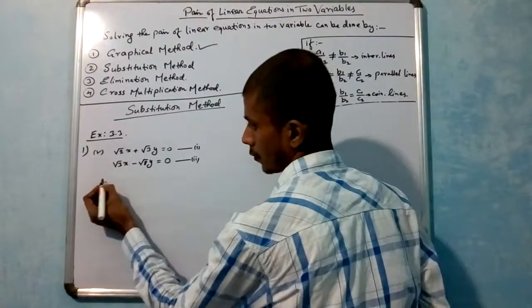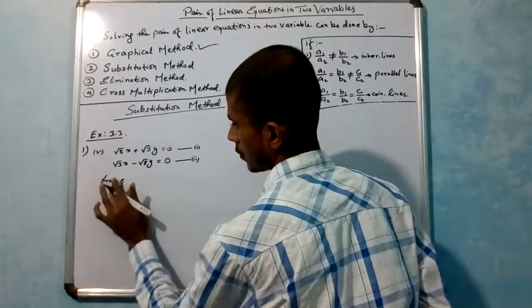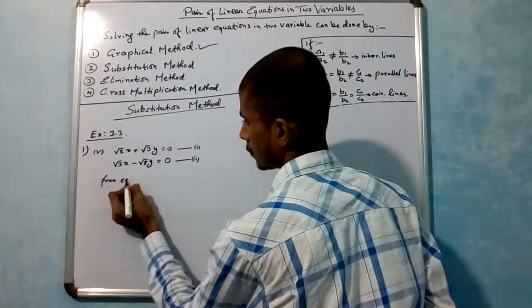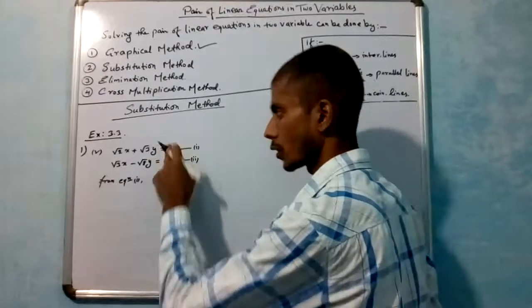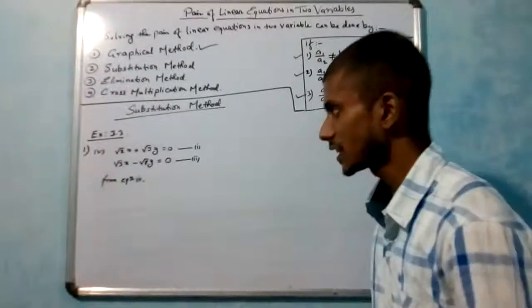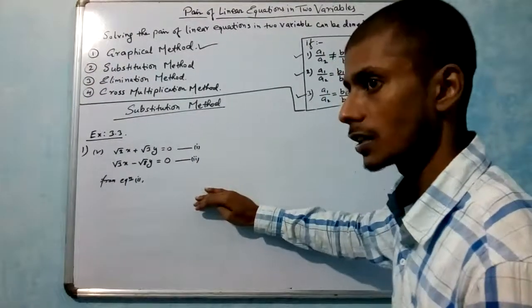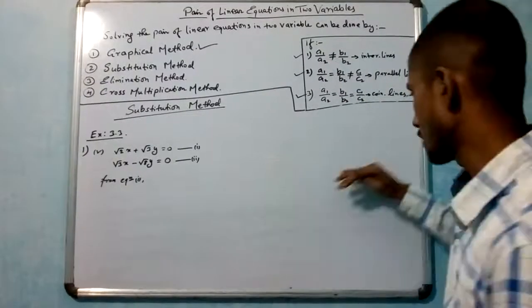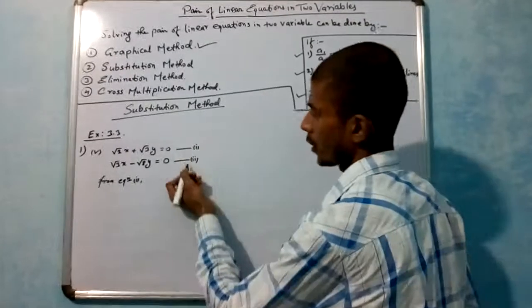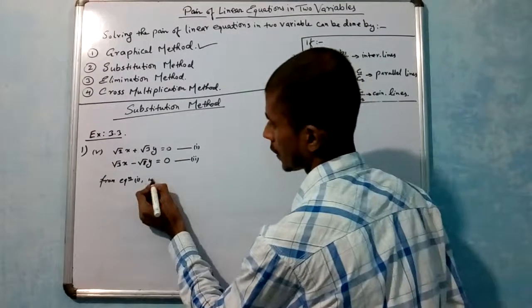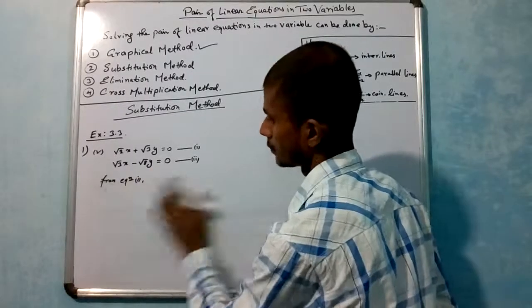Now help me. What can we do from equation 1? We can start from 2, we can start from 1 also, it does not matter. But whatever you do, you follow a pattern, so that there is little chance of making a mistake. That's why we start from 1 and substitute in 2. From equation 1, what do we have?